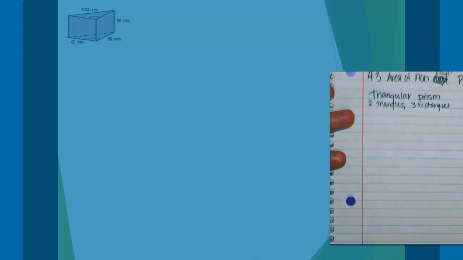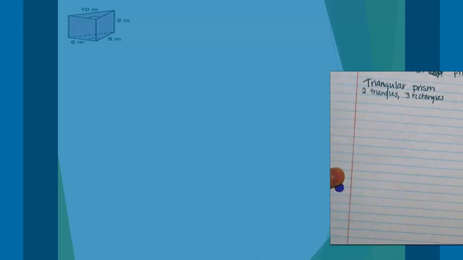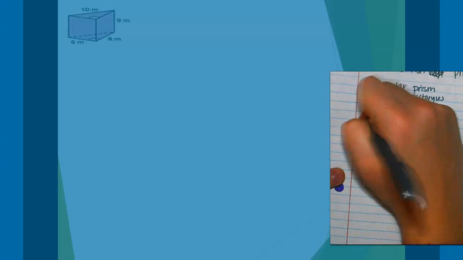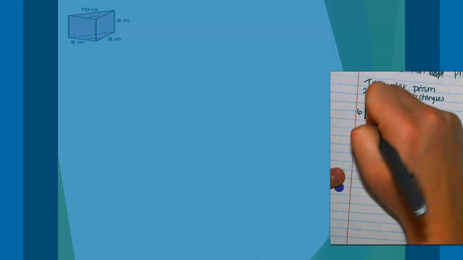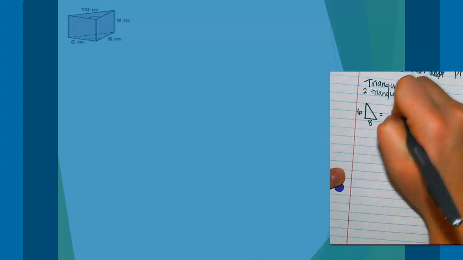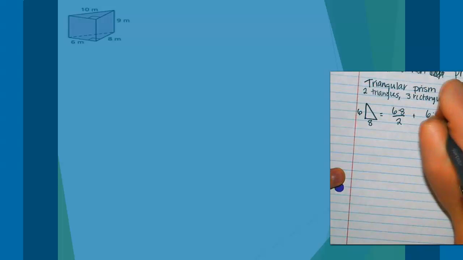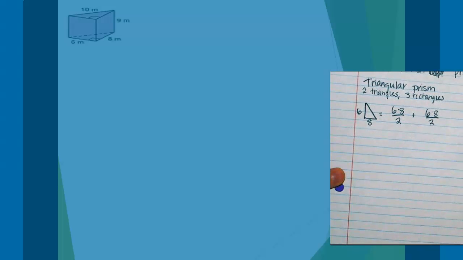Alright, so I moved our shape up here, and so you can see my notes. So we're identifying our shape. Our shape is a triangular prism. We're going to decompose it. It's two triangles and three rectangles. So if I look at this bottom triangle, down here, my triangle is going to be 6 by 8. And there are two of them. So 6 times 8 divided by 2 plus 6 times 8 divided by 2, because we've got this bottom triangle base and this top triangle base.